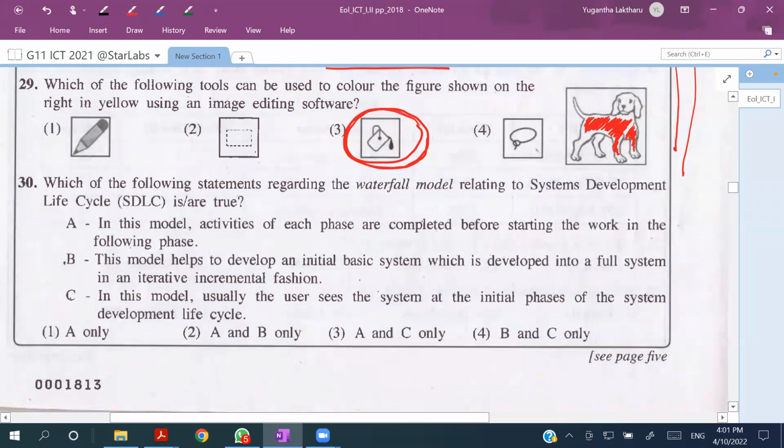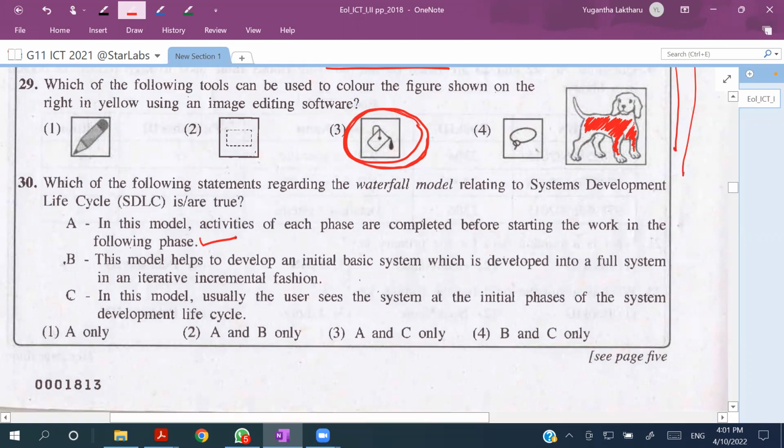30th, which of the following statements regarding the waterfall model relating to the system development life cycle are true? In this model, activities of each phase are completed before starting the work in the following phase. Yeah, that is true, because the waterfall model happens like a waterfall. When one phase is done, then only we can move to the next phase. So statement A is correct.